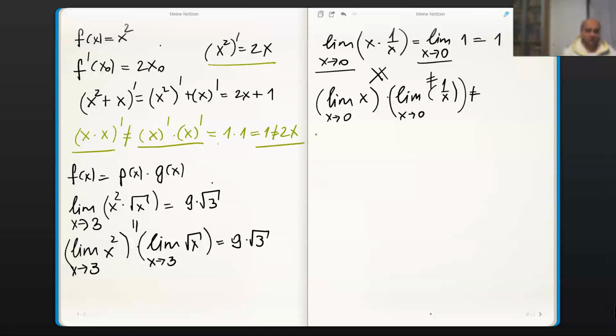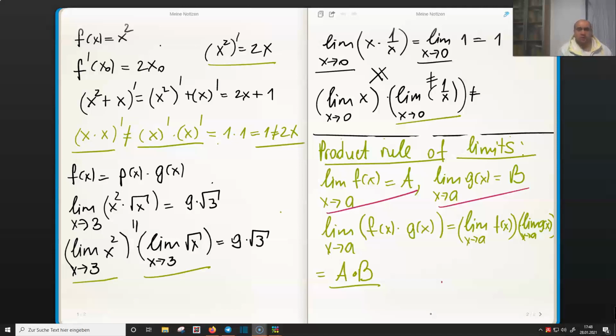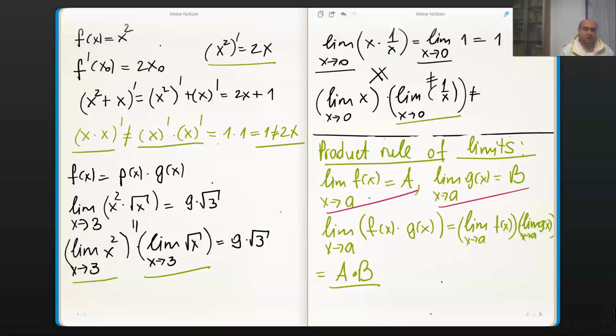Okay, so let's put it here. We call this one the product rule of limits. As you can see, we have the limit of f of x, which is given, which is a. We also have the limit of g of x, which is also given, which is b. And so if that's the case, we have the limit of the product, which is equal to the product of the limits, but only if those two limits do exist.